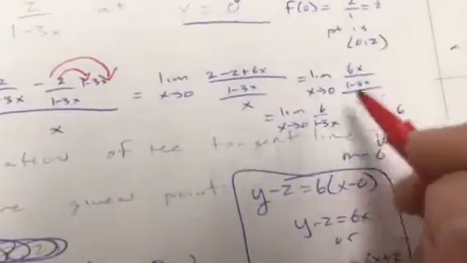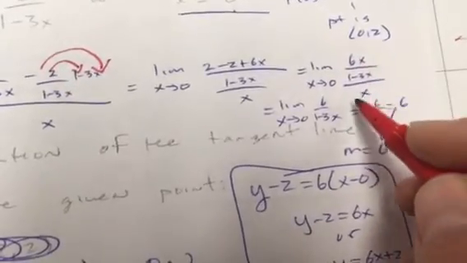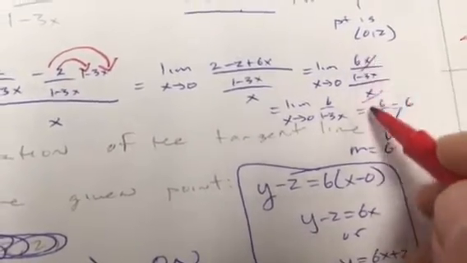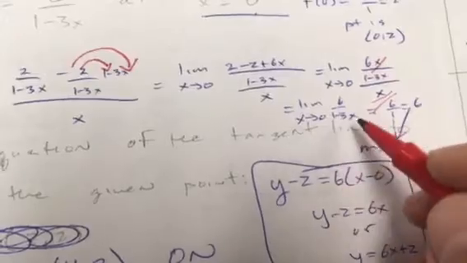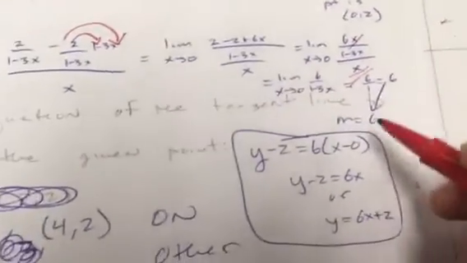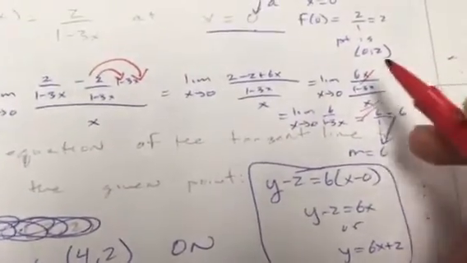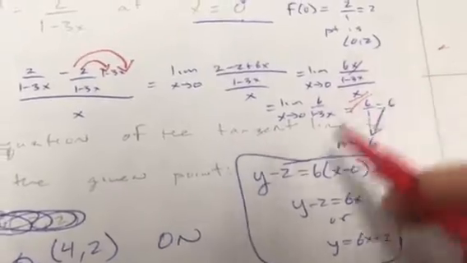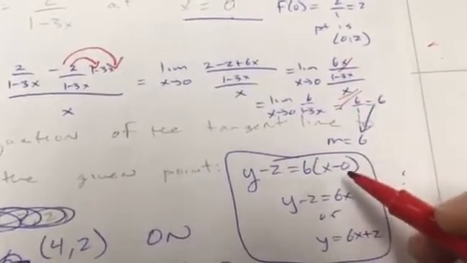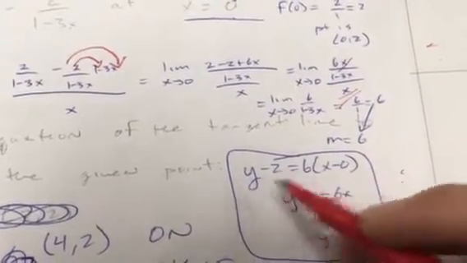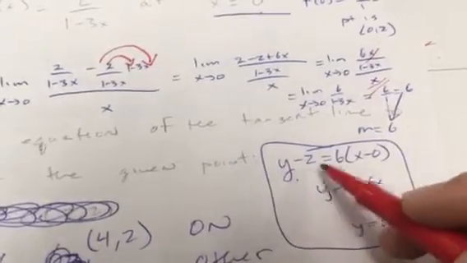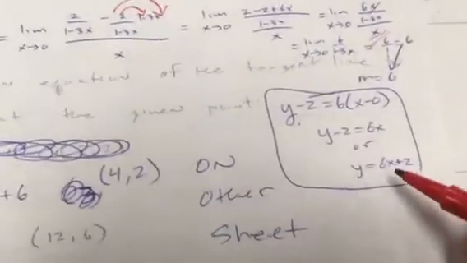2 minus 2 cancels. Notice here you have a numerator, here you have a numerator. So the x's are going to cancel. Okay, you're left with this. Plug 0 in for x, you get a slope of 6. That's what the slope is. If I give you the point (0, 2), that's your y value, that's your x value. Just use point slope form. That's the equation of a line. You can say this right here, this top one, or that bottom one if you want to use slope intercept form.